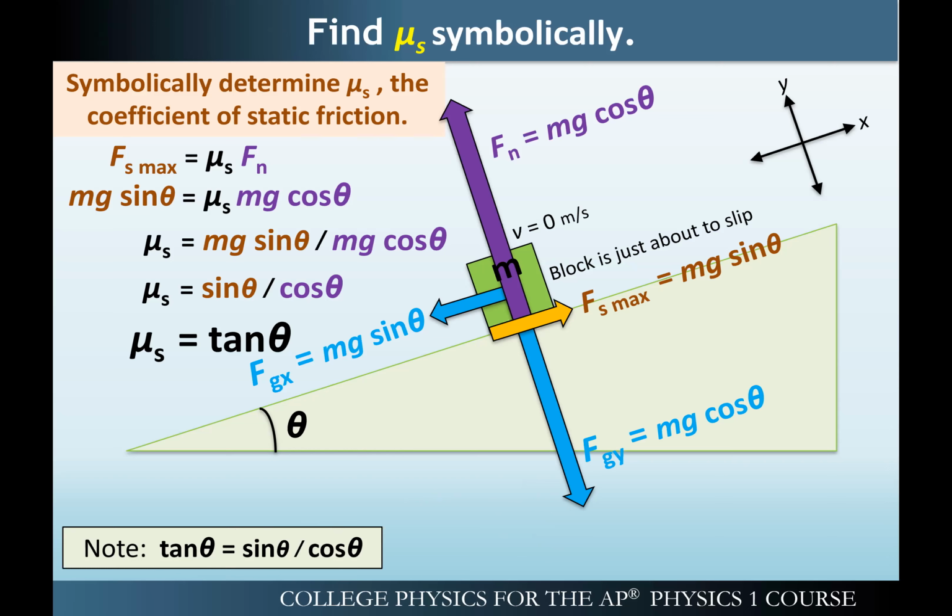So to find the coefficient of static friction for an object just sitting there on the slope, does it even matter what the mass is?